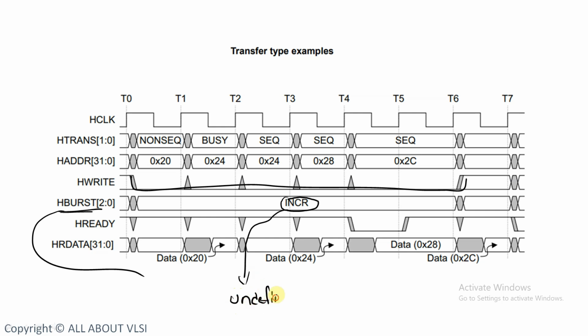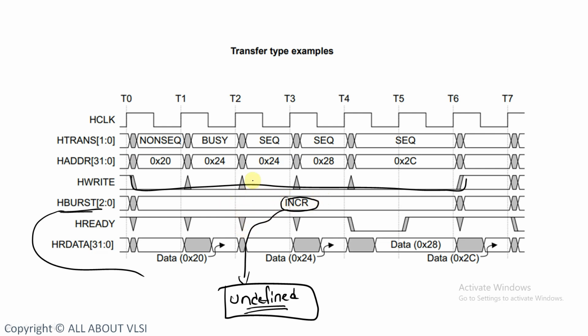That is, we don't know how many packets the master is going to send, how many packets it is going to read, because it is a read operation, right? So INCR means it is undefined length. That is, the master doesn't know how many packets it is going to read. I'm going to explain this when we discuss burst. This particular concept we will discuss later.